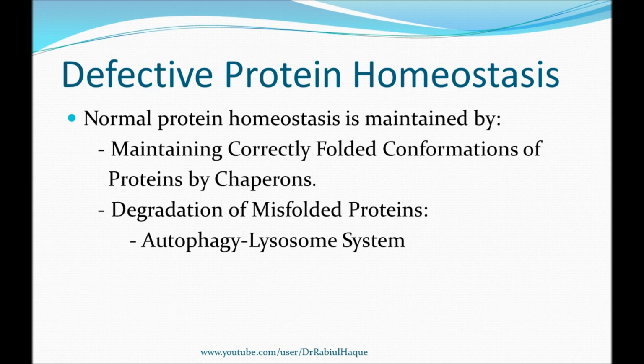The second mechanism to degrade misfolded proteins is via the ubiquitin proteasome system. Well, what happens here? First, ubiquitin binds with the misfolded proteins and makes them the target for the proteasome system. Then the proteasome system degrades those ubiquitin-coated proteins.